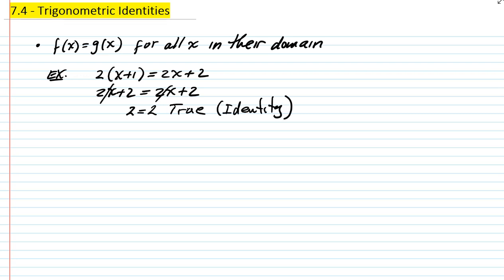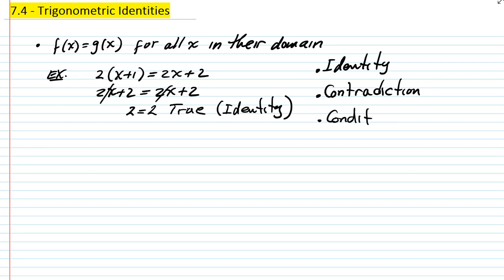In all, we have 3 types of equations. An equation can be an identity, just like the one that you observed. That means it's true for all x in the domain. The equation could be a contradiction. Contradictions have no solution. Or it could be what we call a conditional equation.